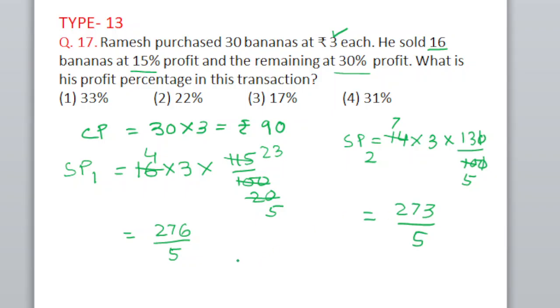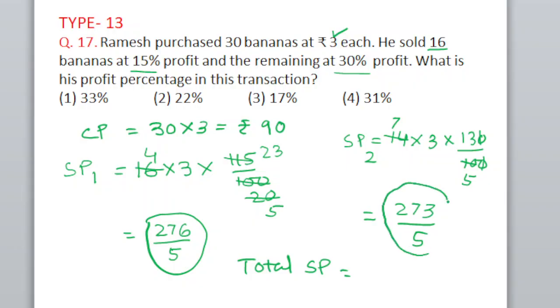Now total SP is equal to, we have to add this, 276 divided by 5 plus 273 divided by 5. So after adding, it is coming as 549 divided by 5. So that is equal to 109.8.